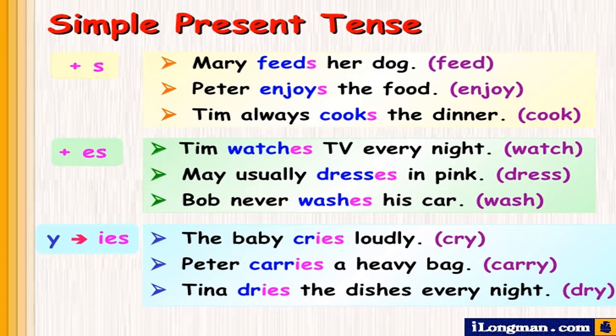The third case, when I have consonant plus letter Y, I will do what, Junior 2? Drop letter Y and put IES at the end of the verb. So, the baby cries loudly. The main verb here is cry. So, I will drop letter Y and put IES. The baby cries loudly. Okay, number 2.